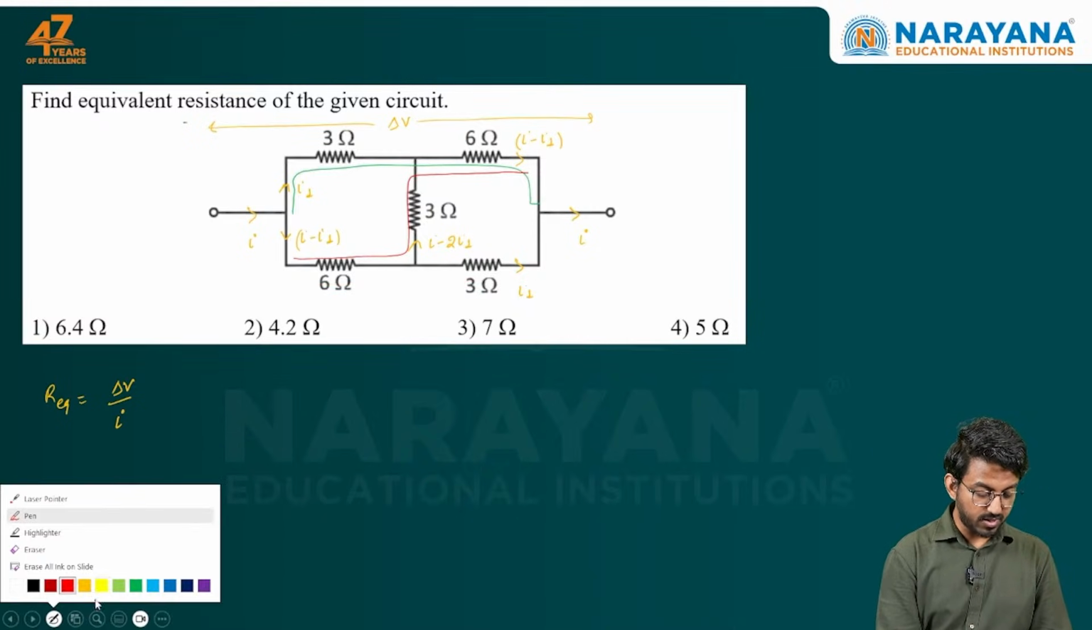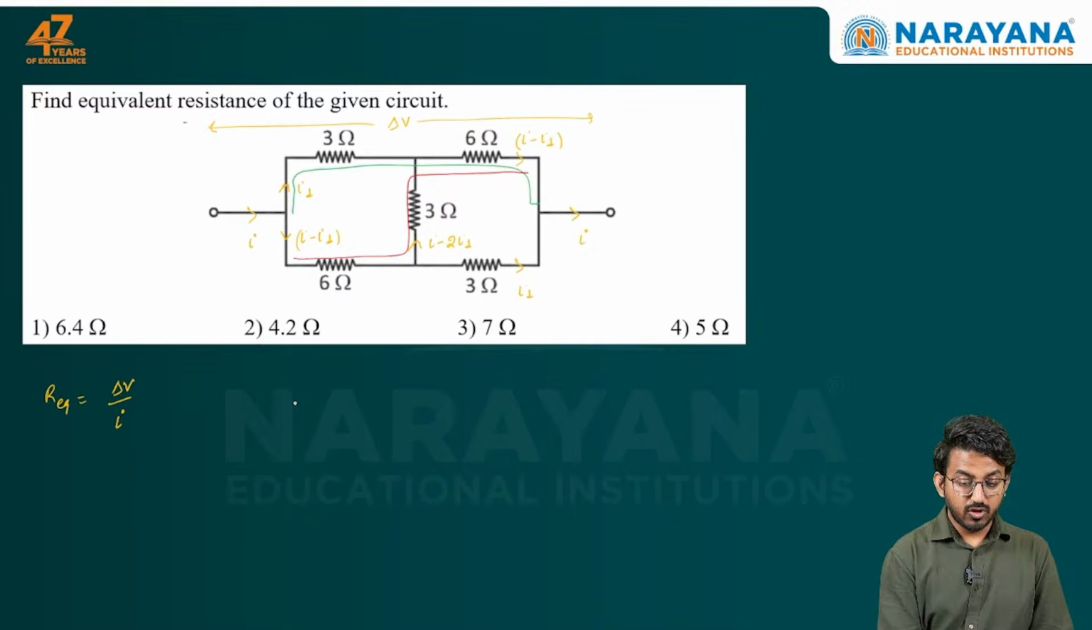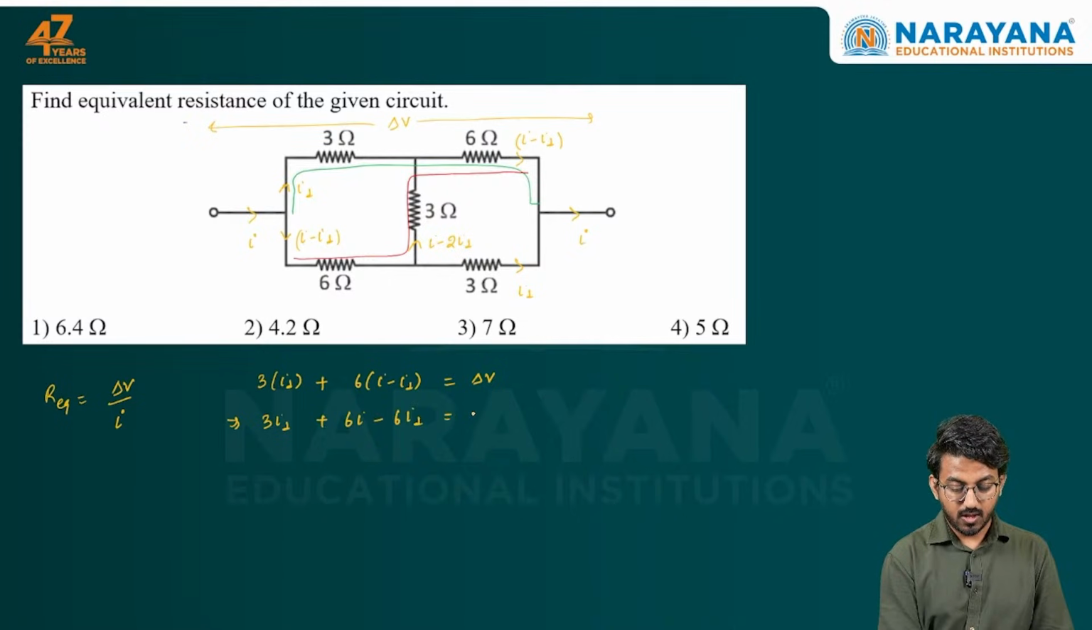So writing the equations further. In the upper path, the voltage drop is going to be IR, so resistance 3 into I1, plus again the drop 6 into I minus I1, and that is going to be equal to total delta V here. Simplifying that, I get 3I1 plus 6I minus 6I1 is equal to delta V, giving us 6I minus 3I1 is equal to delta V. That's our first equation here.